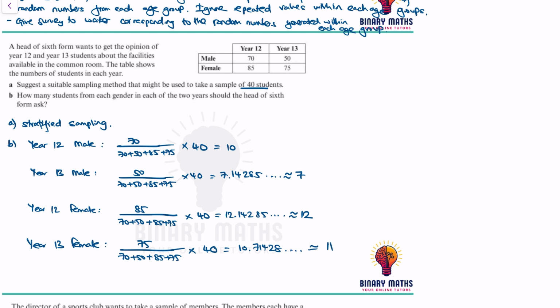So just to do a check, let's add the numbers. 10 plus 7 plus 12 plus 11. It does equal 40, which is the sample size that we wanted, so it does work out. It's always rounding. Sometimes you might get an extra one, just take one of them off because you want it to be equal to the sample size at the end.